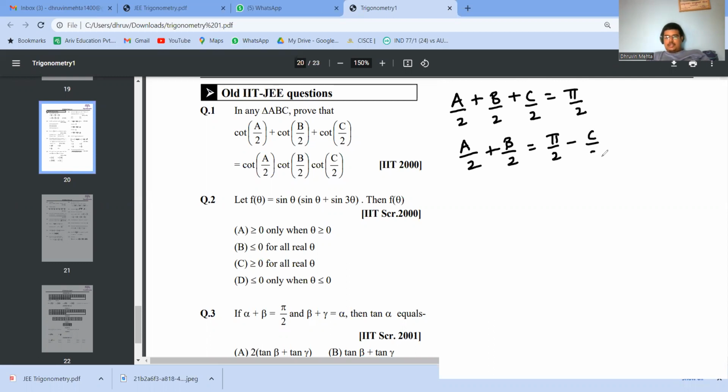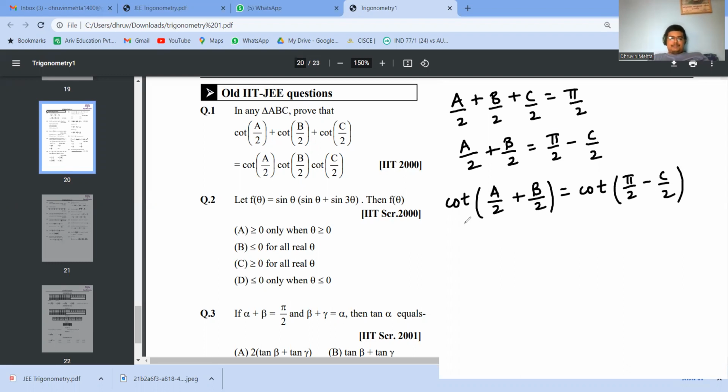I'm transferring this on the other side. Now because we want cot, guys, let us just take cot on both sides. We'll apply cot on both sides. Now use the formula. What is the formula for cot of A plus B?